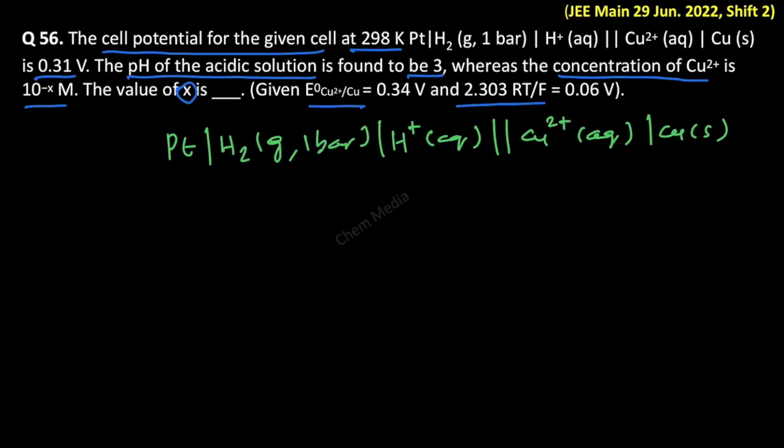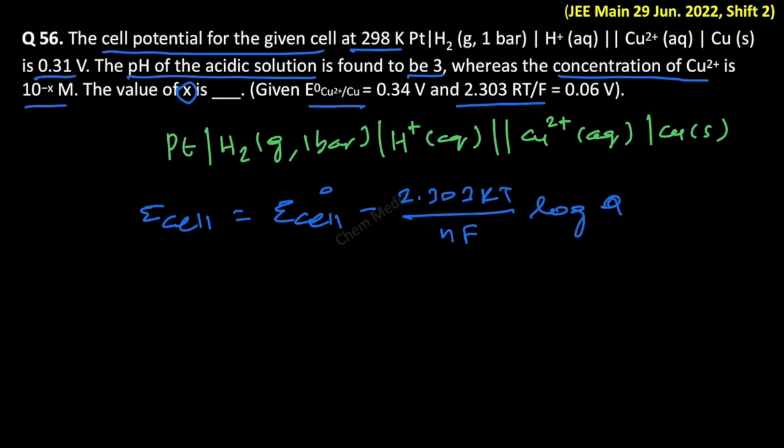We know that Nernst equation is E cell is equal to E cell standard minus 2.303 RT by NF log Q, where Q is the reaction quotient. Here, what is the anode and what is the cathode? We have a salt bridge here. So whatever is there on the left hand side of salt bridge, that is the anode, isn't it? And whatever is there on the right hand side of salt bridge, that is the cathode.